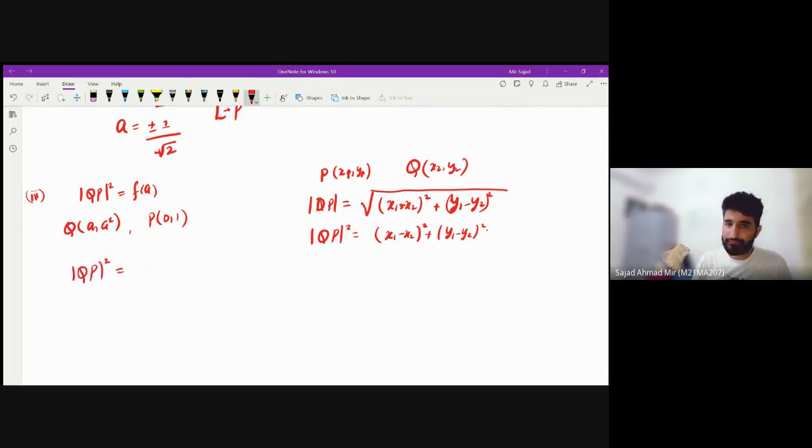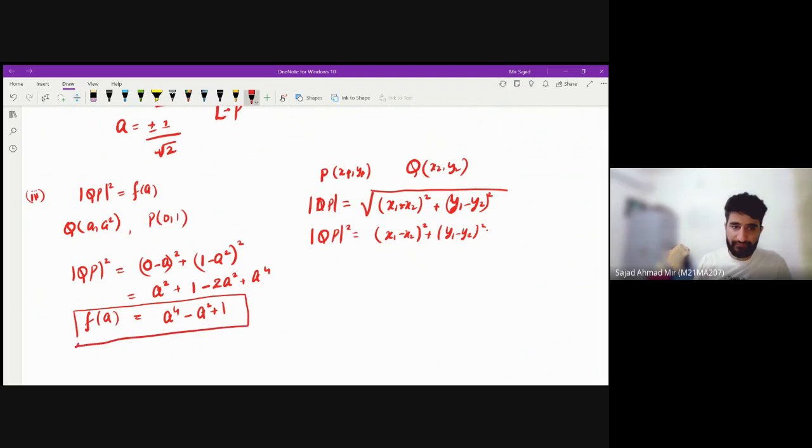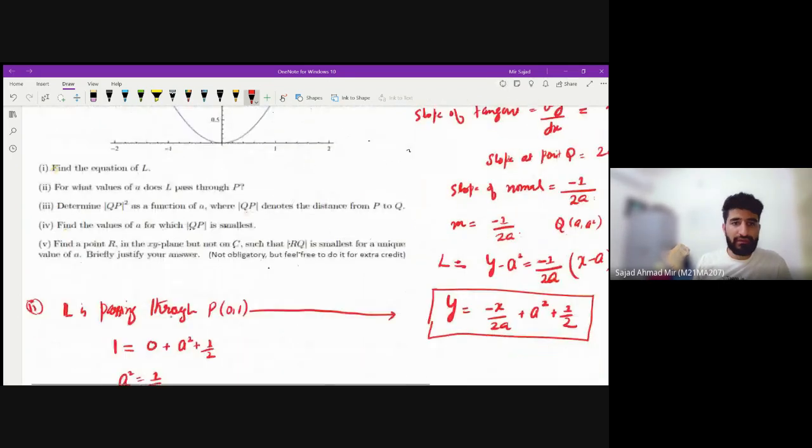QP square to be 0 minus a whole square plus 1 minus a square whole square. This is a square plus 1 minus a square whole square. Expanding this, on simplification, we get a to the power 4 minus a square plus 1. And I'm denoting this as a function of a, since a is arbitrary. So part 3 is done.